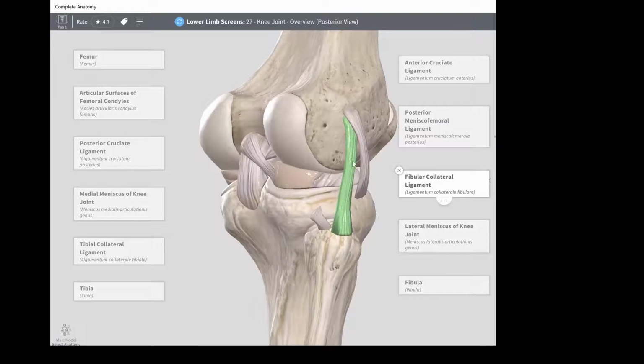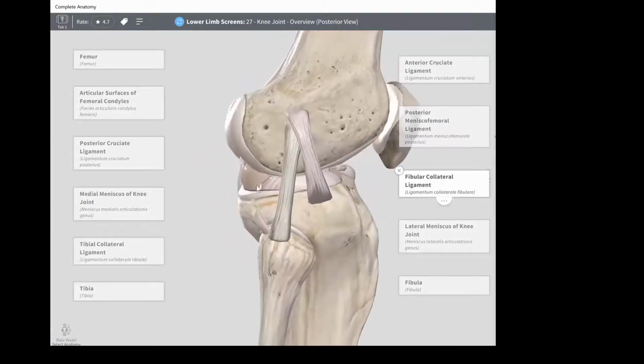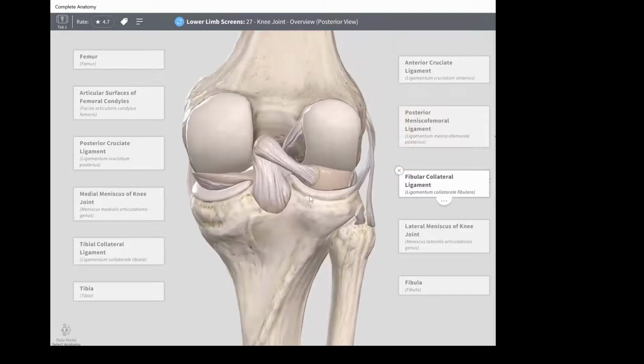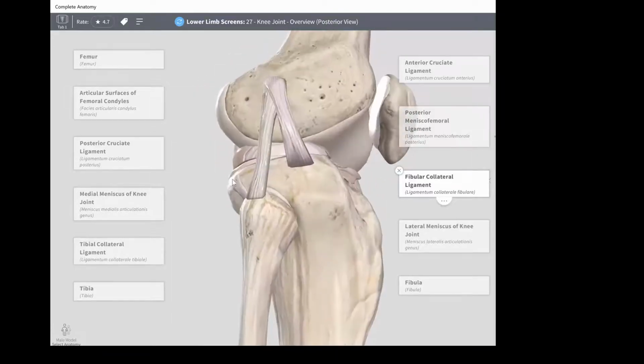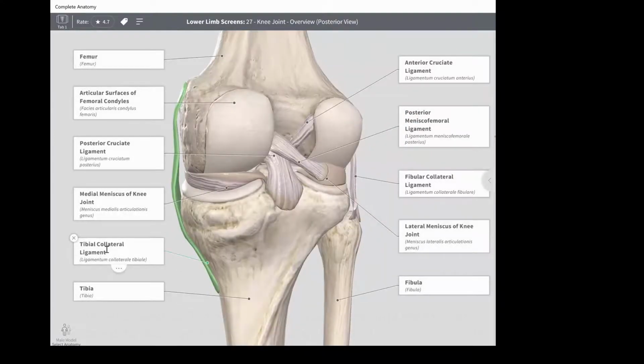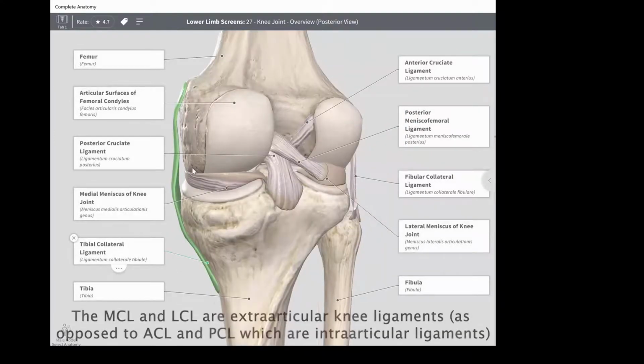Okay, so here you've got the lateral collateral, otherwise known as the fibular collateral ligament. You can see that it inserts on the femur, okay, at the level of the lateral epicondyle, and it comes onto the fibular head. So it actually doesn't insert on the tibia. It goes from the femur to the fibula, or the fibular collateral ligament, as opposed to the tibial collateral ligament, or the MCL.